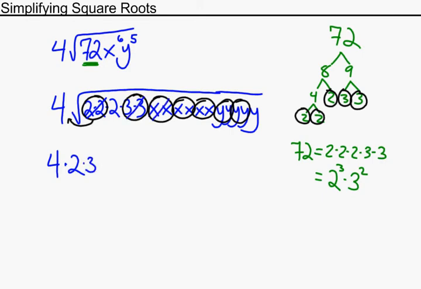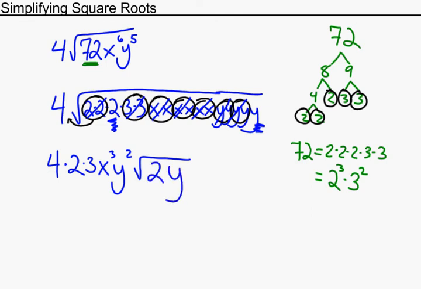Now here I'm going to bring 3 x's out, so that's x to the third. Bring 2 y's out, that's y squared. And now everything underneath that's left, for example that 2 there and that y there, do not have any pairs, so they have to remain underneath the square root sign.